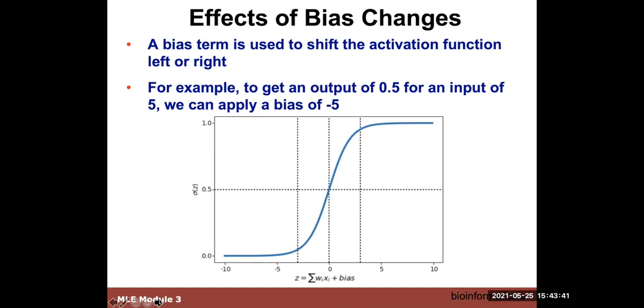The idea of having biases is essentially a way of shifting this sigmoidal curve to the right or left. If we're trying to get an output of say 0.5 for an input of 5, we can apply a bias of -5. So this allows us to scale to different numbers, even though our sigmoidal function just ranges between 0 and 1. The addition of the bias allows us to get to numbers that are non-zero and non-1.